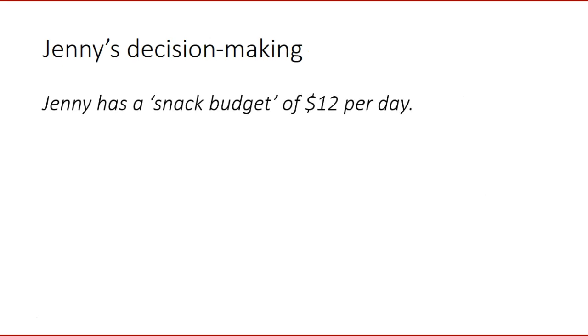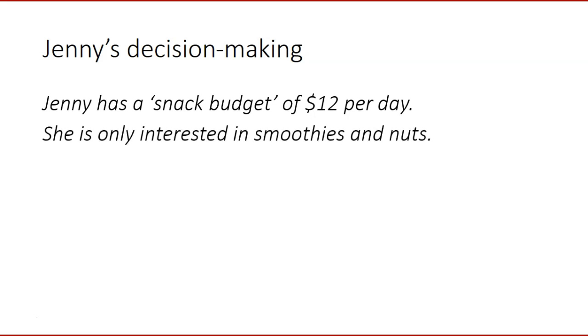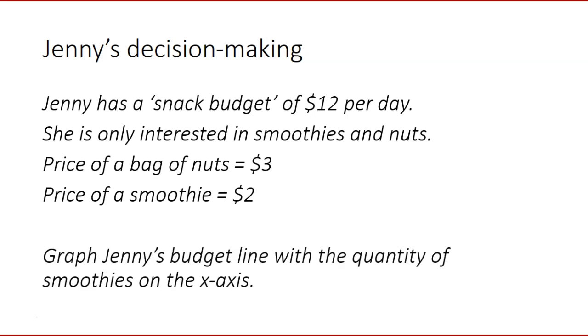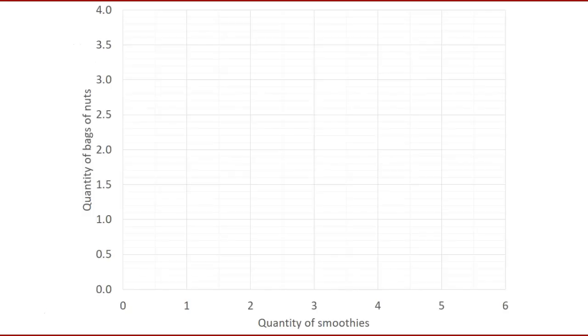Now let's look at a particular example. So let's say Jenny has a snack budget of $12 a day. She's only interested in smoothies and nuts. The price of a bag of nuts is $3. The price of a smoothie is $2. And so now let's try and graph Jenny's budget line with the quantity of smoothies on the x-axis.